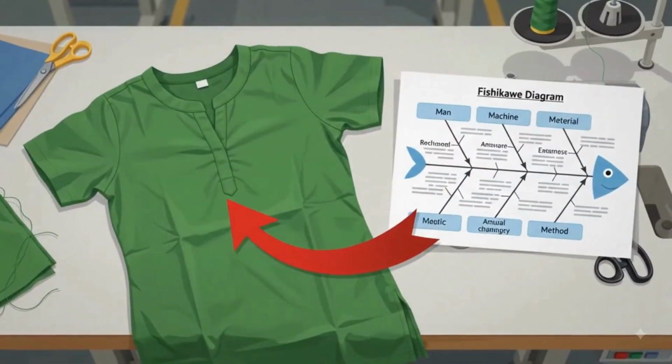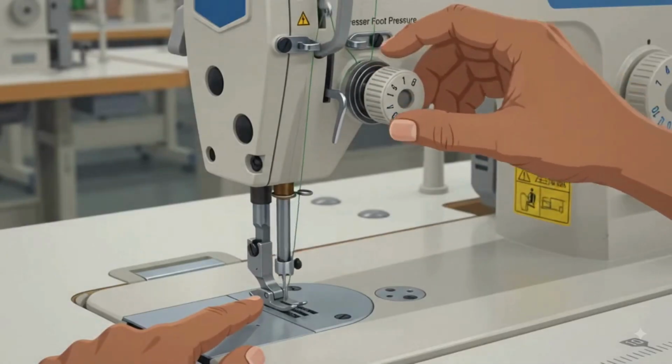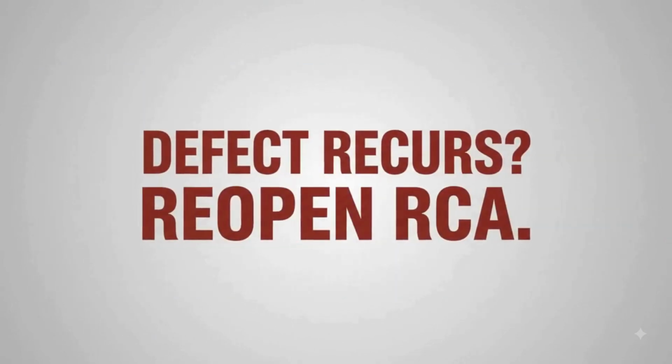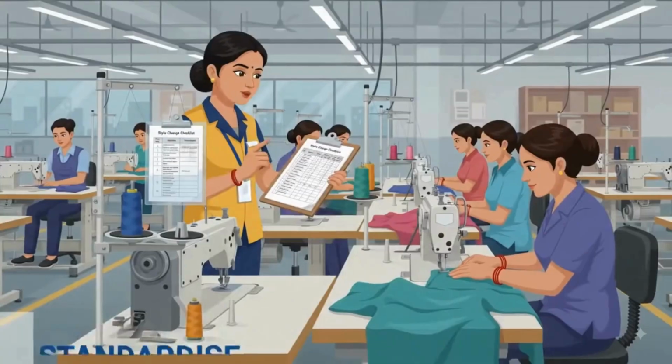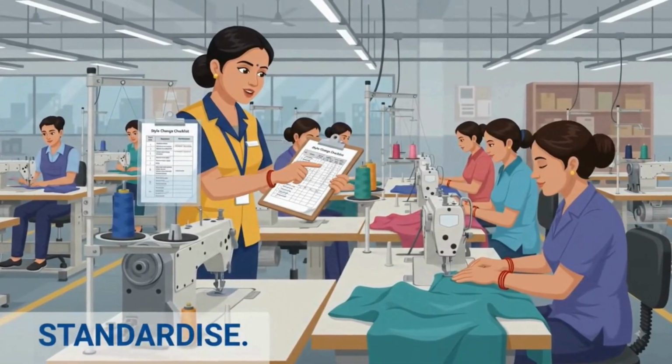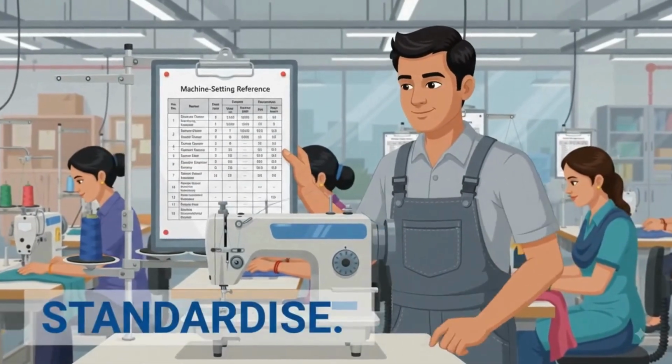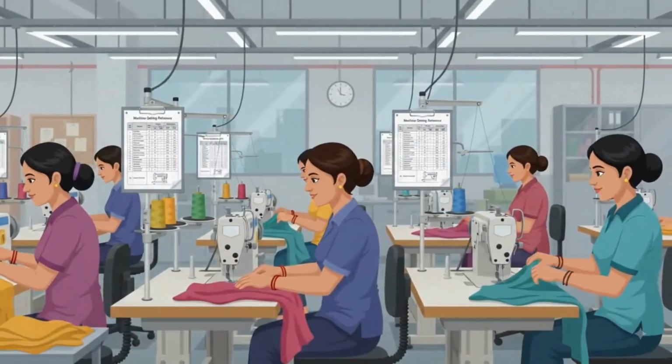If the defect recurs, reopen the investigation and examine other possible causes instead of closing the CAPA. Once effective, the improved procedure is standardized, communicated, recorded, and used during future style changes.